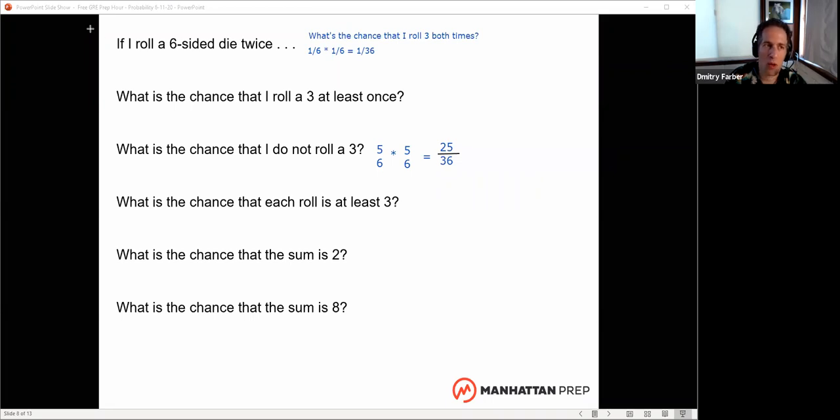Yeah, I roll one or two 3s. So believe it or not, this chance is kind of a strange one. People were not telling me this. It's 11 out of 36. It's an odd answer. It's not super obvious. Notice that it's about a third. And that kind of makes sense.